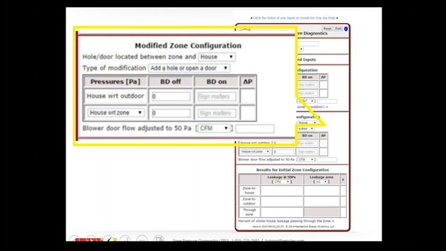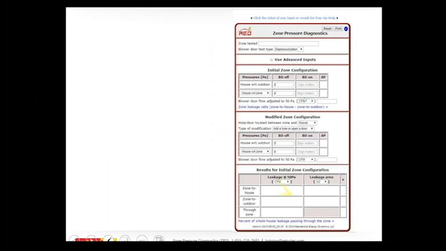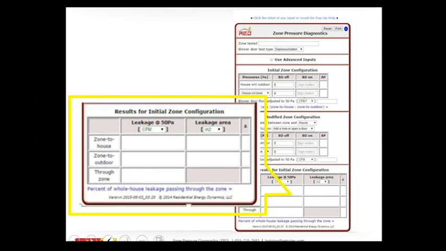Basically, all you have to do is run the test once with the door closed, and run the test a second time with the door open. It can be to the outside or to the inside, and then you put those pressure differences and the blower door numbers into this tool right here. You can do it for multiple zones, and when you're done, you run your results, run your report, and you can print that out.